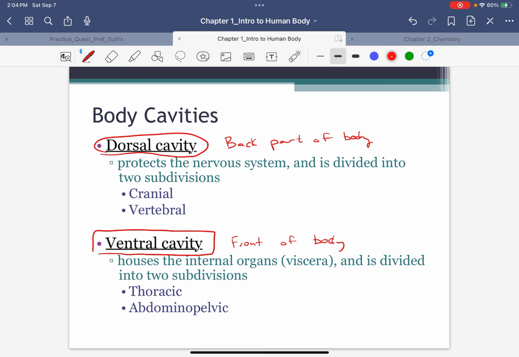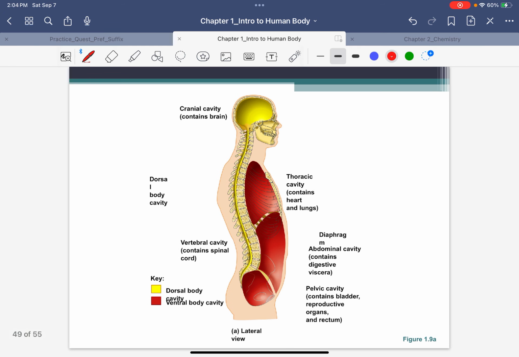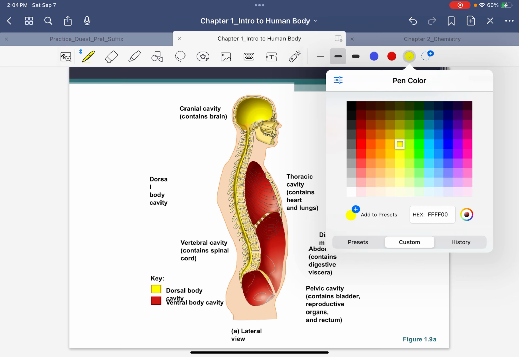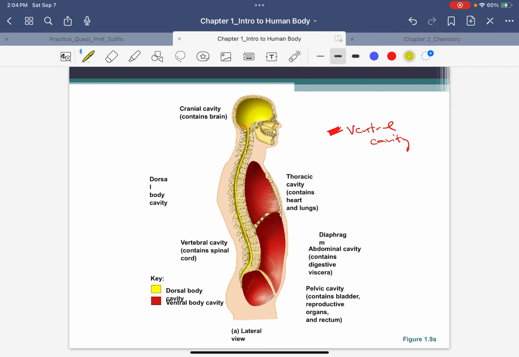I know this sounds kind of simple. I'm going to go ahead and show a picture, okay? Dorsal and ventral, back and front. In this picture, everything that is red is considered part of the ventral cavity versus everything that is yellow. Everything that is yellow is part of the dorsal cavity.